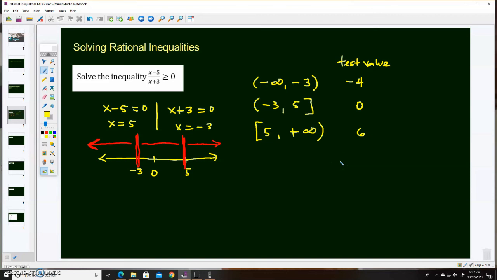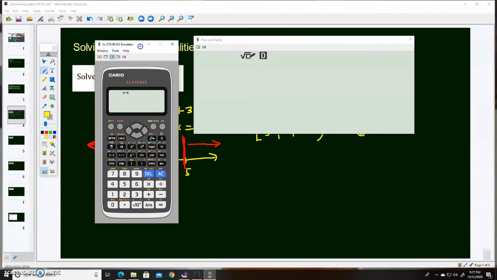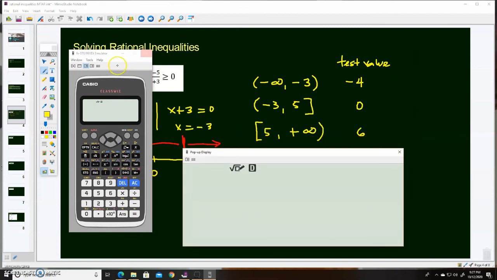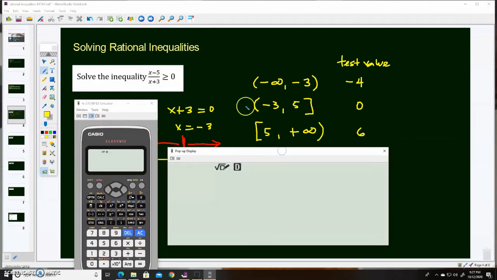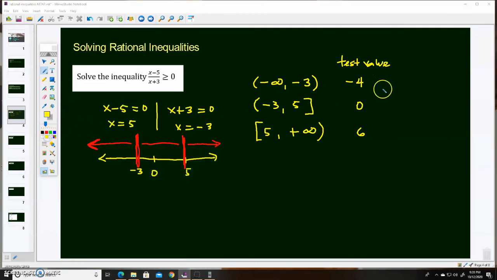Now we are after the signs, so let's mark whether we get a positive or a negative. This time we'll use a calculator to help us. Obviously, we can do this manually by substituting negative 4 into our expression, but so we can answer faster in this video, I'll use a calculator. For the first one, we use negative 4 in place of x: negative 4 minus 5 over negative 4 plus 3. The expression is x minus 5 over x plus 3, and instead of x, I'm using negative 4. We get a positive 9. Take note that we are not after the exact value, just the sign of the result. So we have a positive result.